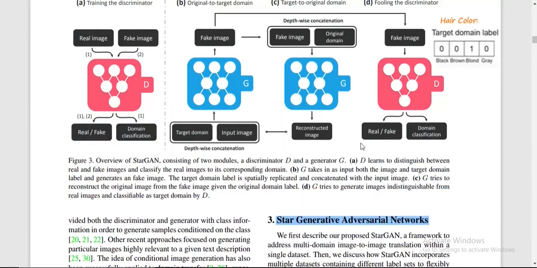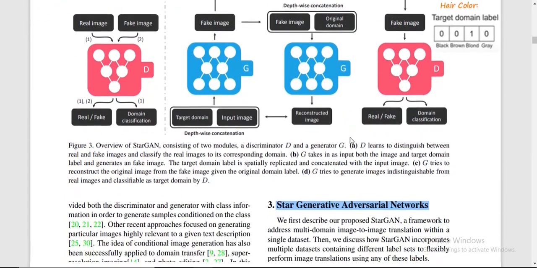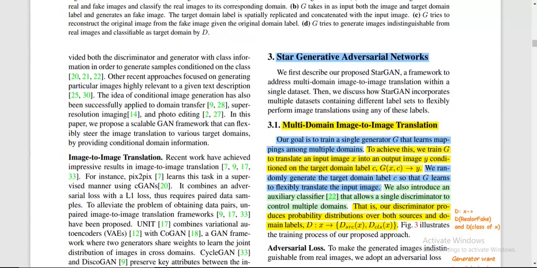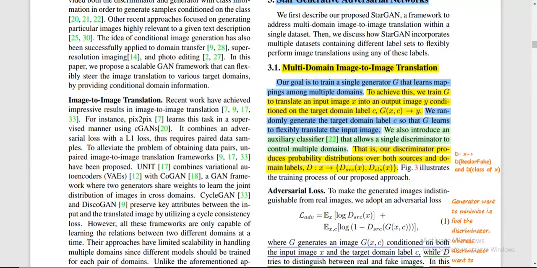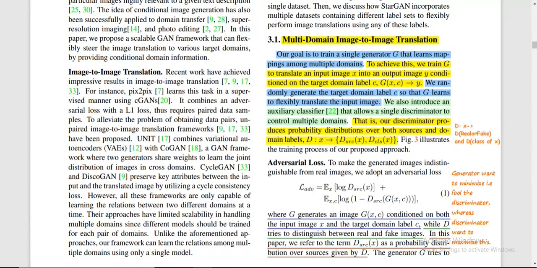So I gave the overview of the architecture and the concept, but let's see it in detail, one step at a time. So, multi-domain image to image translation. We have to translate the input image x into the output image y conditioned on the target domain label c. That is represented by G(x, c), which produces the generated output y in the target domain c, right? We randomly generate the target domain label c as input to the generator, so that the generator learns to flexibly translate the input image.